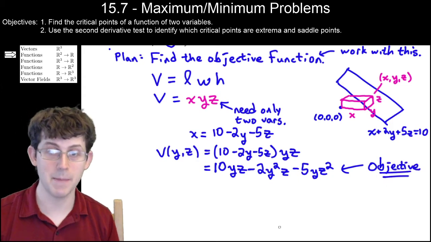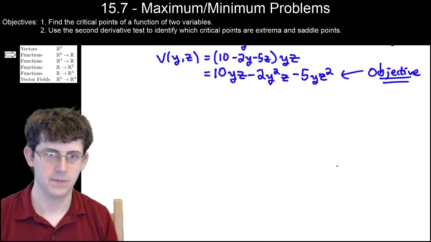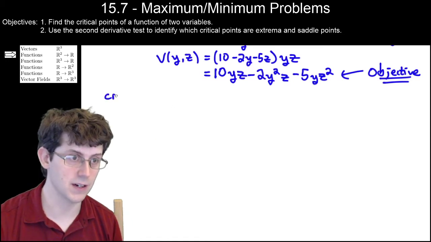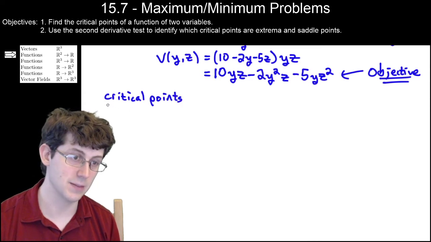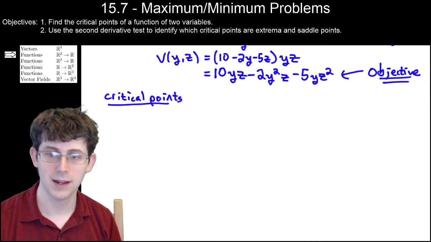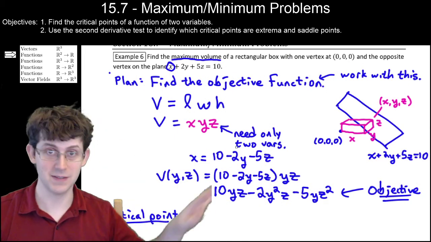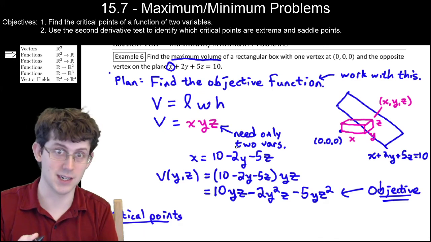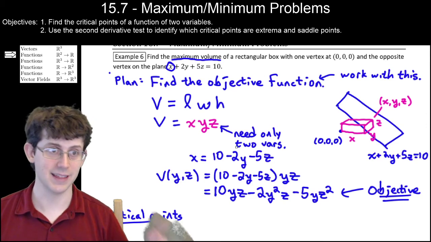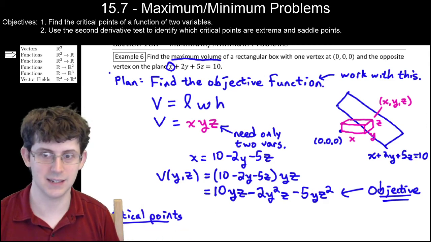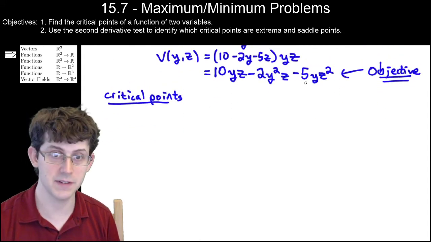The goal is to find the maximum volume. So I'm trying to find the maximum value of this function. Well, to find the maximum of a function, you go looking for critical points. Do you see how this question is the same as the previous question now? But this stuff up here, the process of finding the objective function, is new from the previous example. The previous example just gave you a function and asked you to find some critical points. This one is like, here's a situation, find the maximum. And the first step is to get the objective function in a situation where we can do what we did in the last problem. So here my two variables are y and z.